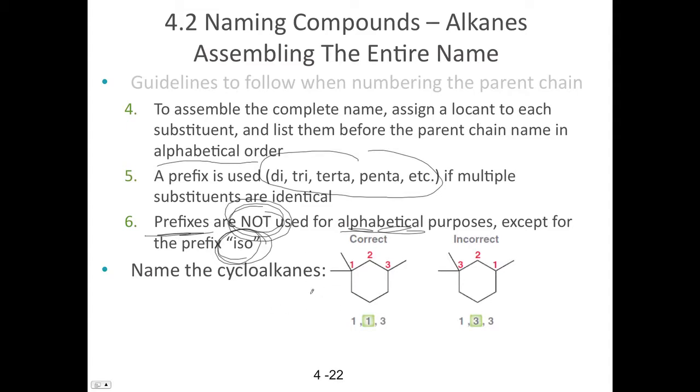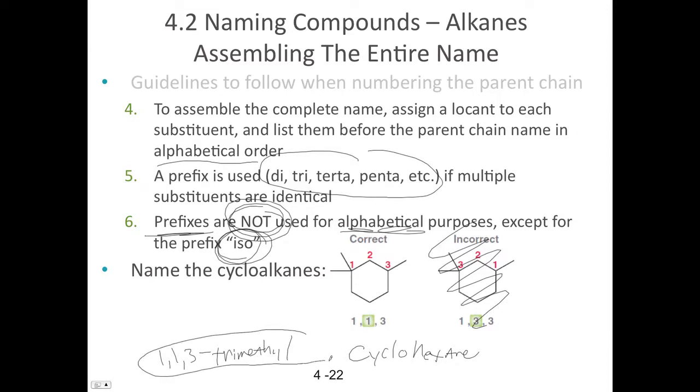Name the cycloalkanes. So we will not name this one, but we will name this one. The parent chain is a what again? It is a cyclohexane. You have 2 methyls here and 1 methyl here, so you have a 1,1,3 trimethyl. This should all be one word: 113 trimethyl cyclohexane.